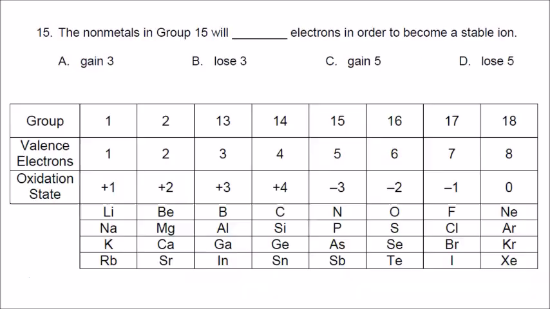Number 15, the nonmetals in group 15, they're going to have a -3 charge, so they all would gain 3 electrons in order to become a stable ion. That includes nitrogen, phosphorus, arsenic, and antimony.